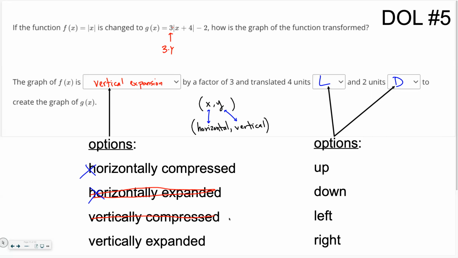If it's outside, it's always going to be vertical. Anything on the outside, so the -2 is vertical. Down is a vertical word. Up and down are vertical words. Left and right are horizontal words. Just think through the X and Y axis. Up and down are on the Y axis, which is Y is vertical. Left and right are on the X axis. So that would be a horizontal word.